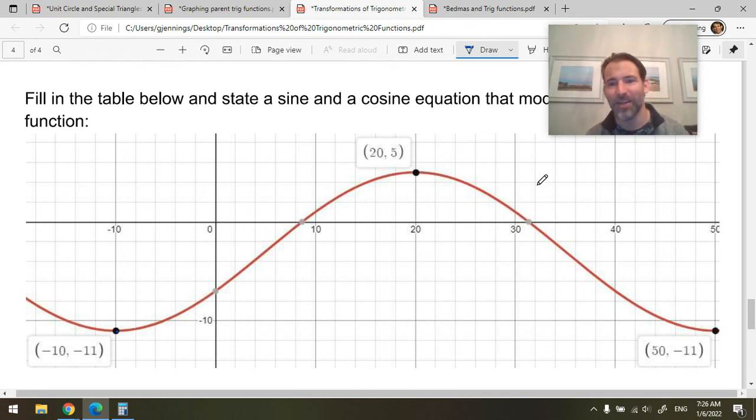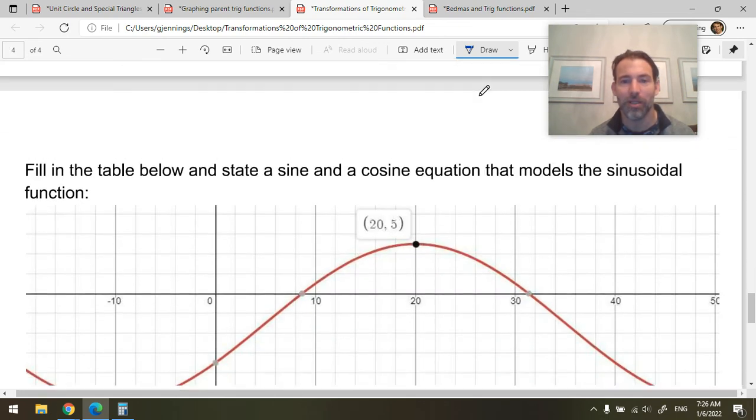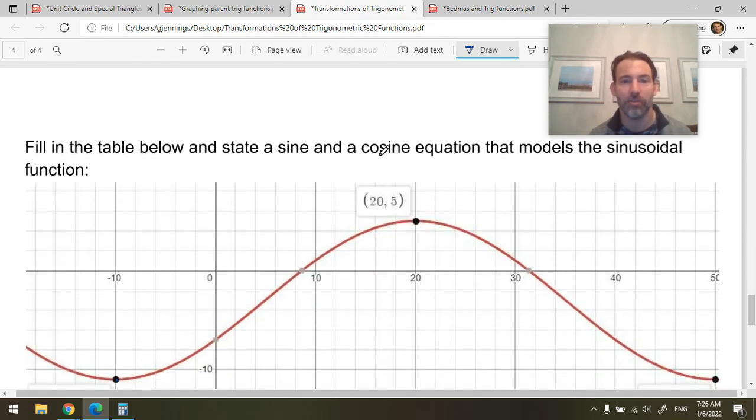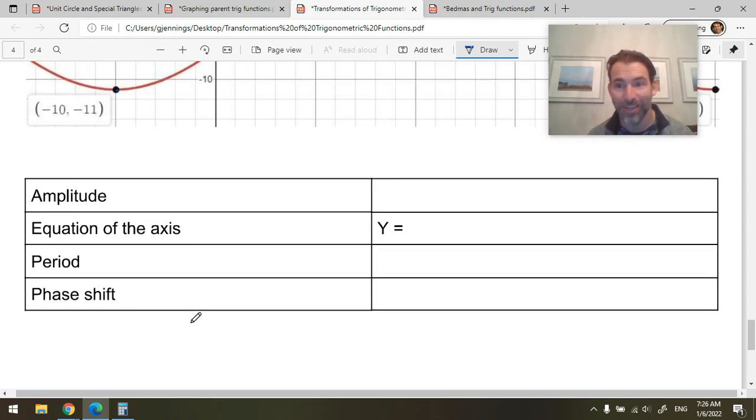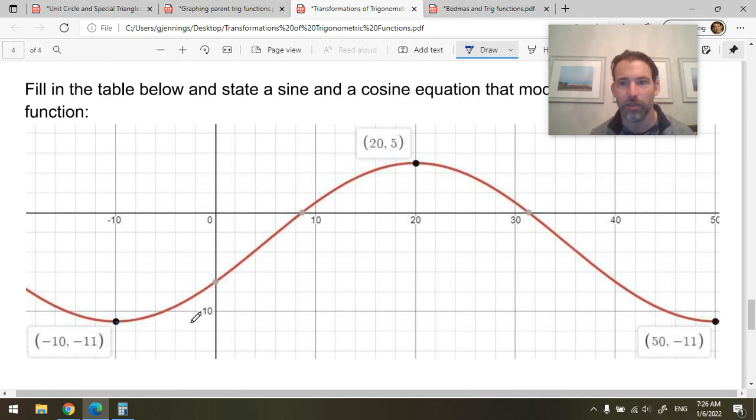So yeah, some challenging stuff to do on the exit ticket. But the main thing is find a sine function and a cosine function that will look like this. And we'll take that up tomorrow, but I'll be using the exit ticket today for remarks.